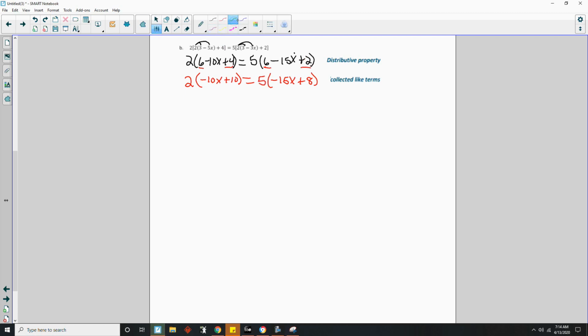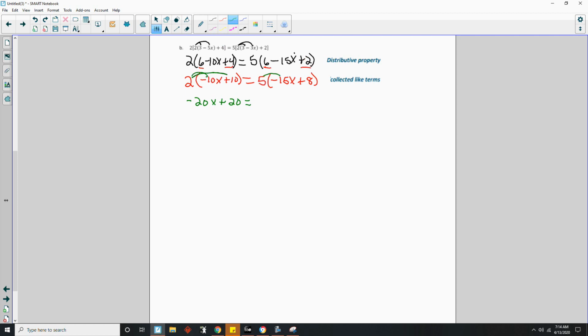Next step, change colors here. Now I have a 2 outside and a linear term inside. I want to distribute. So I am going to multiply the 2 throughout on the left and the 5 throughout on the right. So 2 times a negative 10 is a negative 20x. Positive times a positive is positive. 2 times 10, 20. Equals.